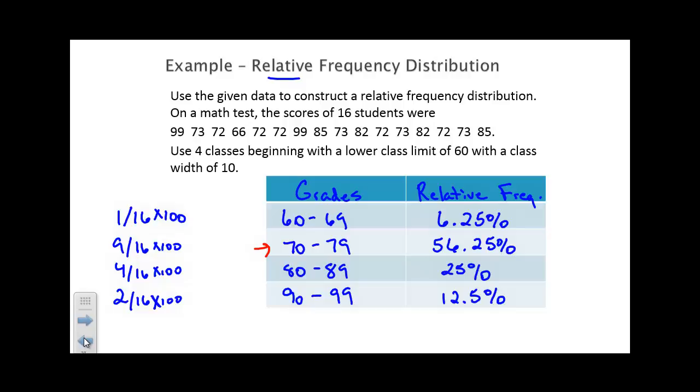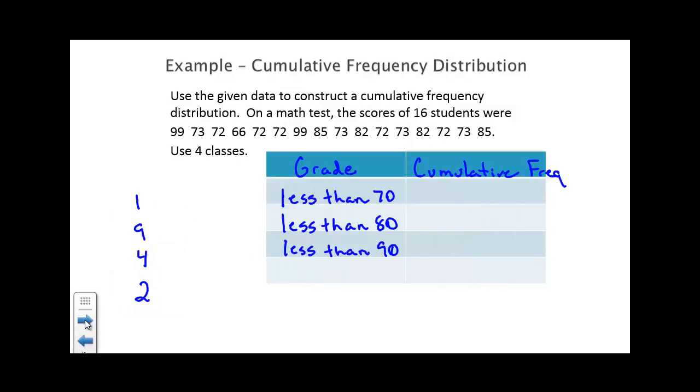Now what would that next one be? There was a class width of 10, right? So the next one would be less than 100. Okay, now we want to know what values were less than 70. You can either go through and count them. Those are all the values that are in the 60s, right? Or you can use the previous value that you found for the bin of 60 to 69. So there's one value that is less than 70.